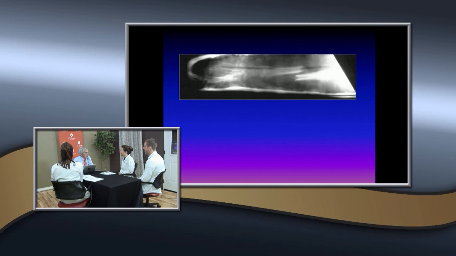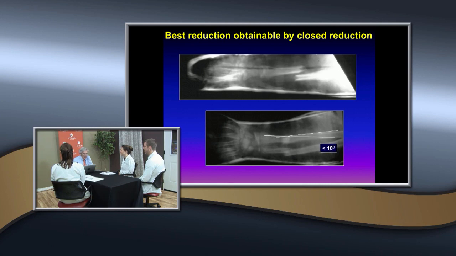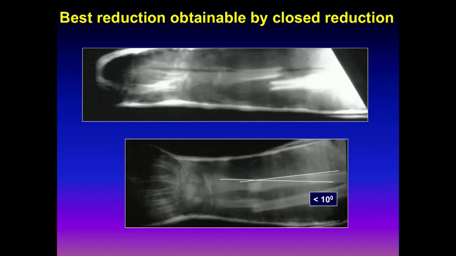Is that okay? You're shaking your head? No, sir. Would you operate on that patient? I tried to close reduce it. Under anesthesia? Well, I tried three times. Okay. So that's the best I could do. I've only got less than 10 degrees, and the linear alignment in the sagittal plane and the coronal plane is acceptable.